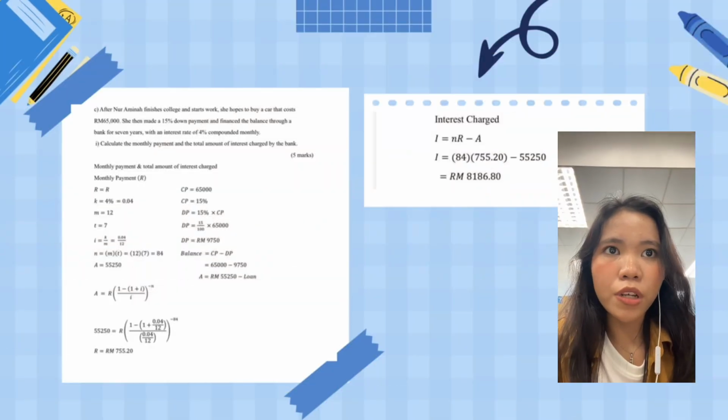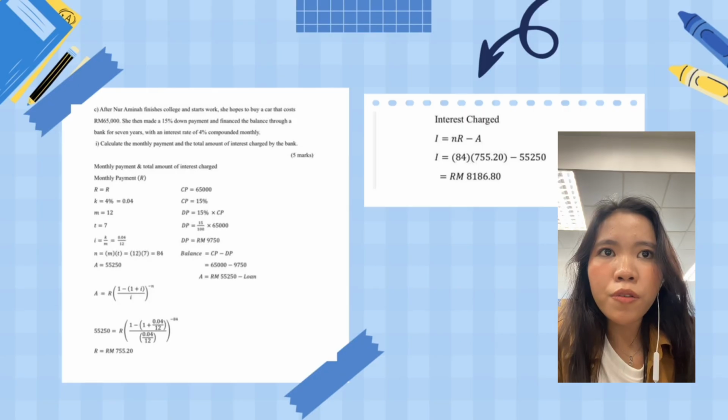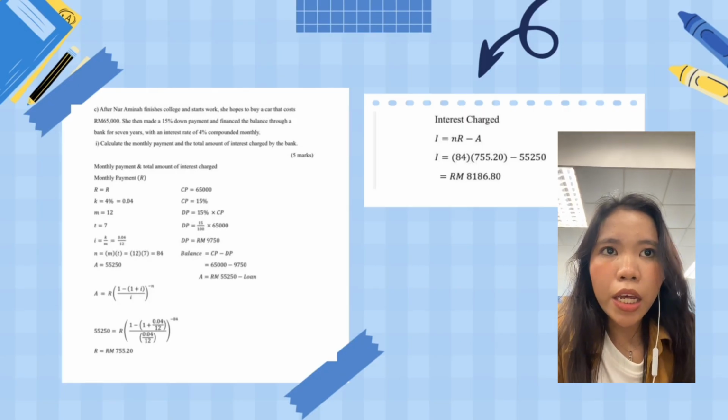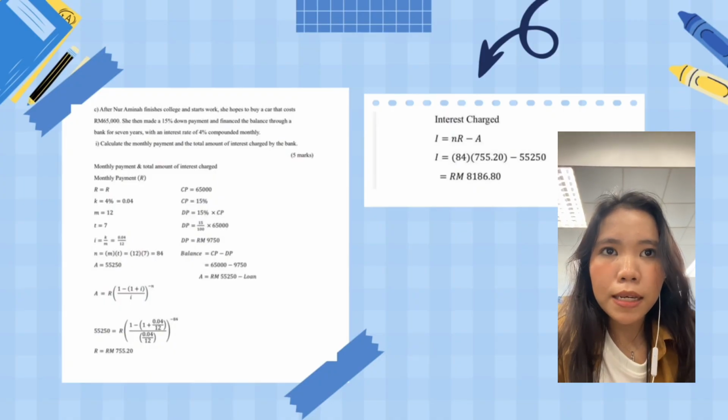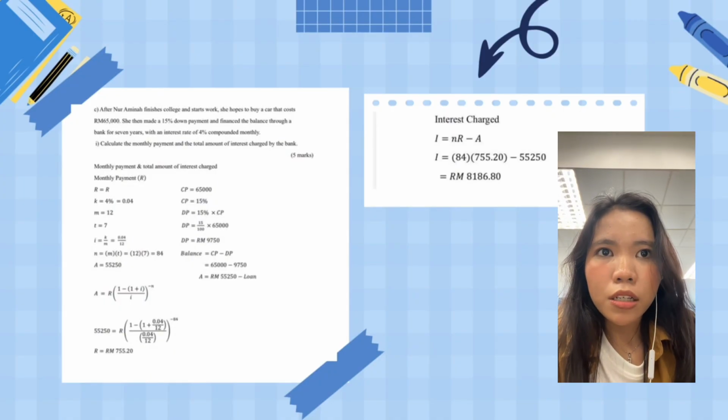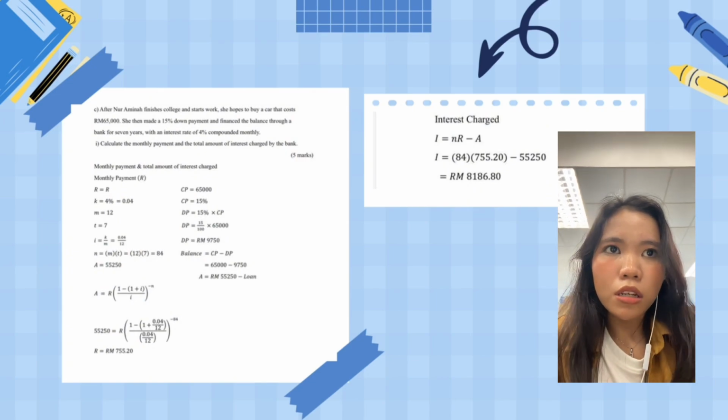First, the cash price of the item is 65,000 ringgit. The buyer needs to pay a down payment of 15% of the cash price. When I calculate 15% of 65,000 ringgit, the down payment becomes 9,750 ringgit. Next, I subtract the down payment from the cash price. 65,000 ringgit minus 9,750 ringgit gives a remaining balance of 55,250 ringgit. This amount is the loan that needs to be financed.